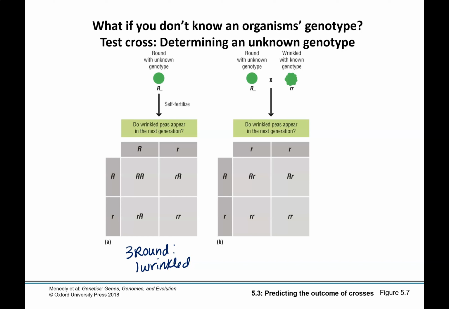Or we can do our test cross with the recessive phenotype, the little r. And again, if the individual is heterozygous, then we're going to get 1 round to 1 wrinkled. So in this case, we predict the expected ratios, and then we look at the actual data to see which set of ratios our data fits. And that's how we can deduce the genotype if we don't already know it.